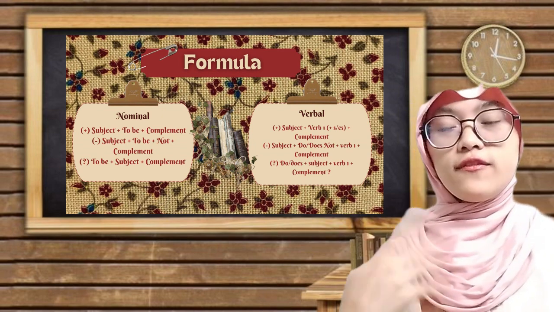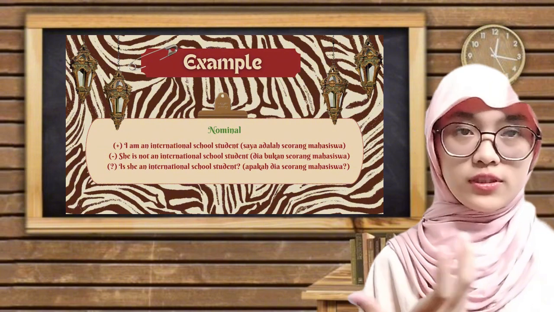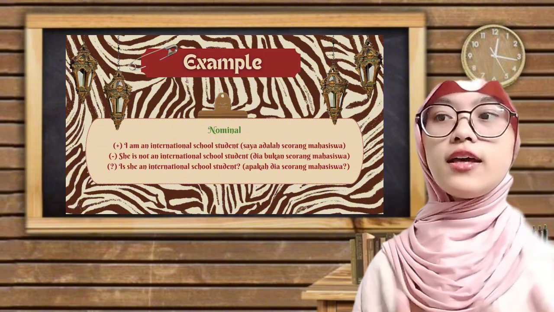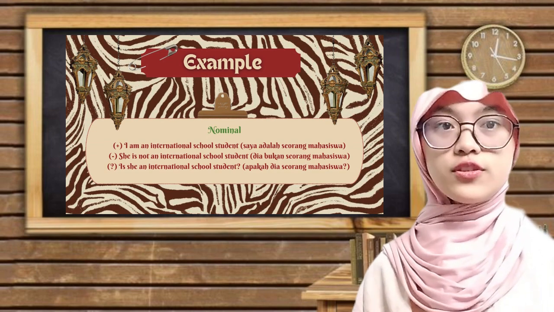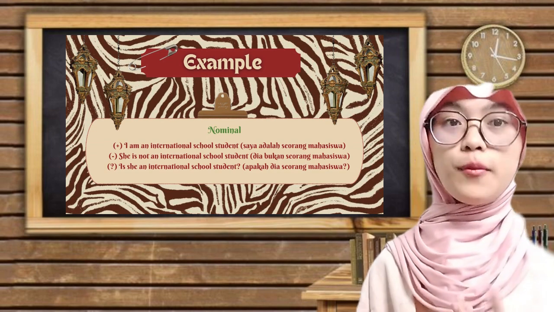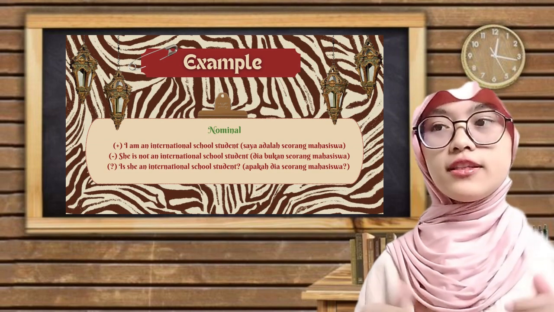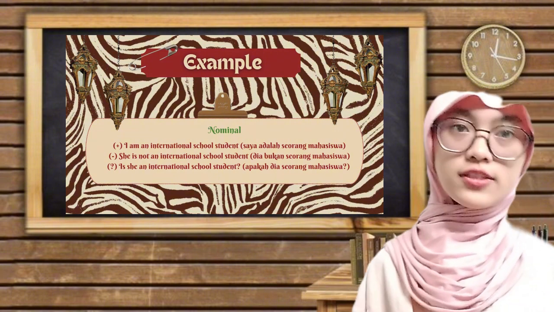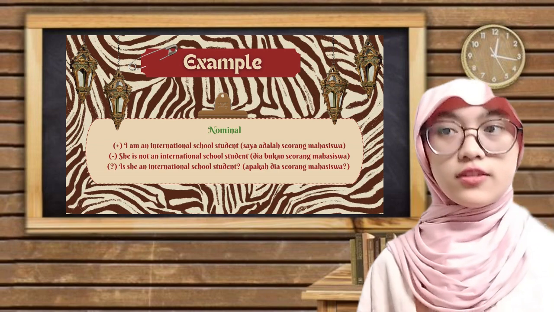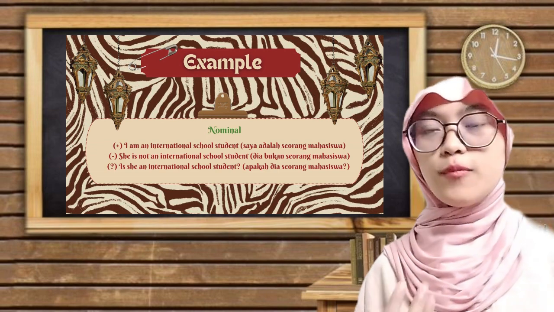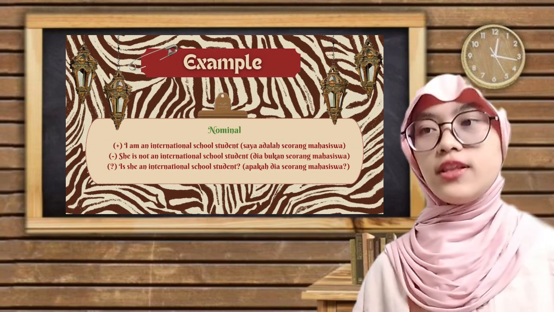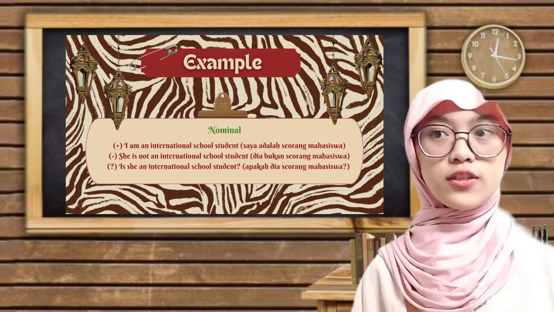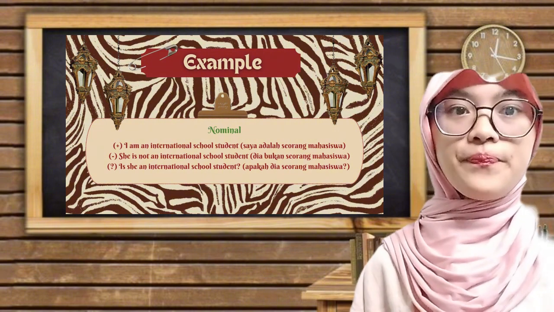So I want to give you examples of the nominal sentence. For the first: I'm an international school student. Saya adalah seorang mahasiswa. And for the negative sentence: she is not an international school student. Dia bukan seorang mahasiswa. And for the last, the interrogative nominal: is she an international school student?